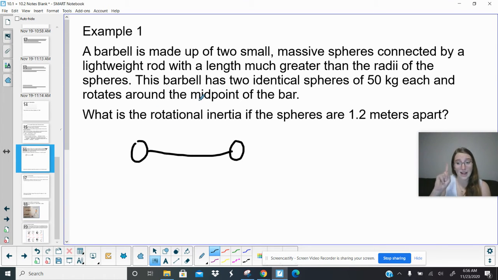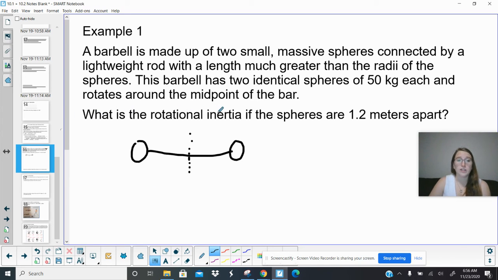The important thing we have to realize here is that this is an extended object, right? We have these two masses concentrated at the ends. The important thing is to know where the center of rotation is. So this rotates about the midpoint of the bar. Go ahead and take a moment, think about where that rotation would be. So that's our center of rotation. Very important to understand that.